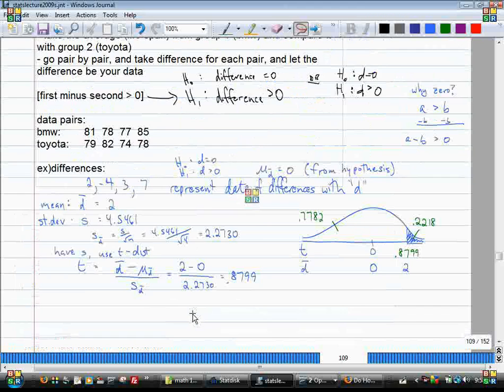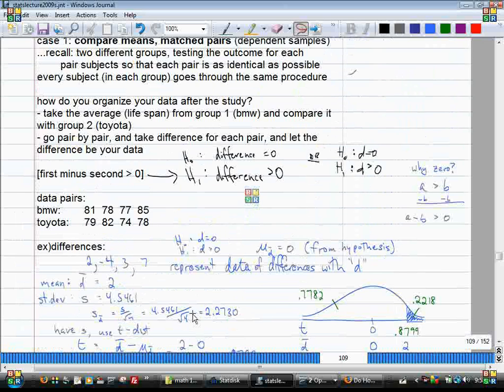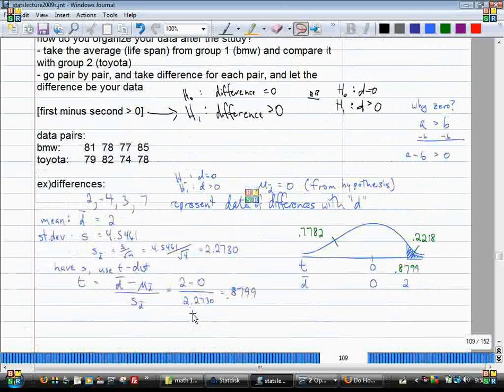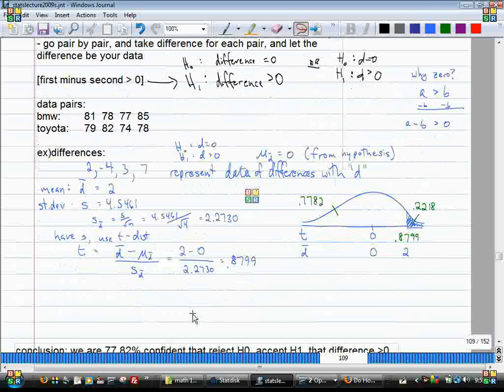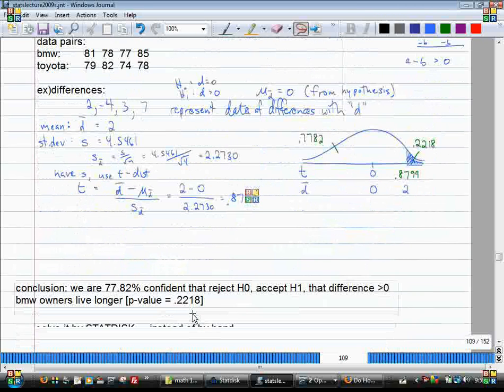How would we know that before we actually do it? It's in the question. This question said, do BMW owners live longer than Toyota owners? We could have said, do BMW owners live more than 5 years longer than Toyota owners? It depends how the question is asked. And if the question was asked that way, then our hypothesis value would change from 0 to 5. Does that make sense?